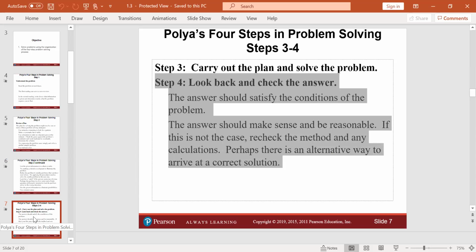So I'll give you a second to write that down. These are called Polya's 4 steps in problem solving.